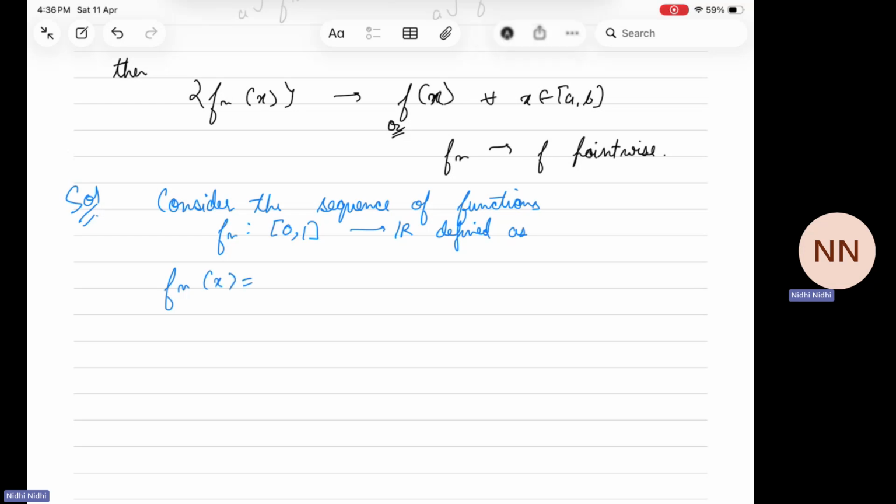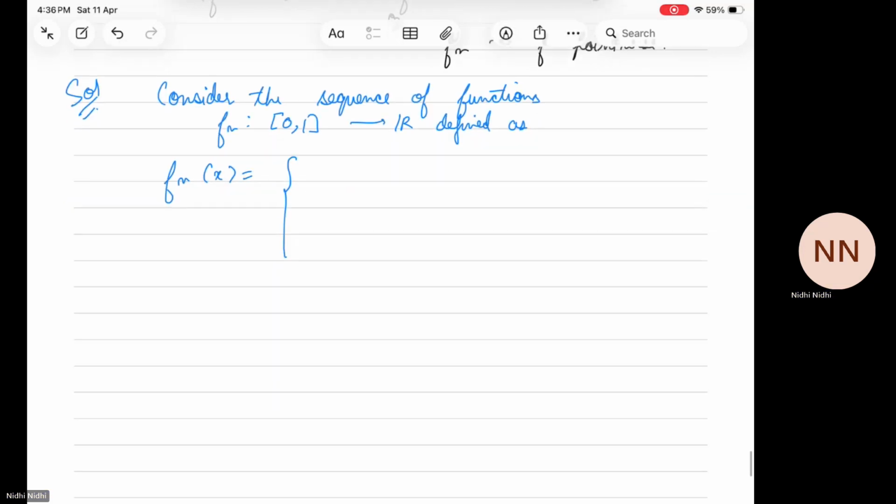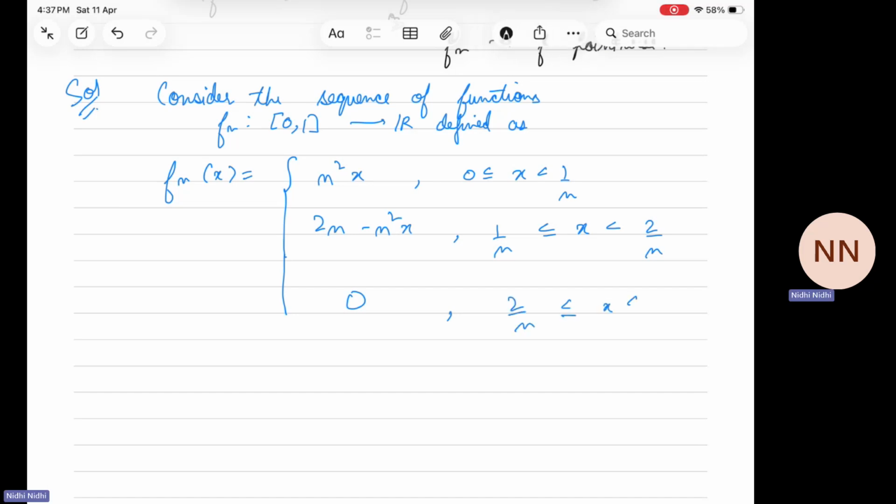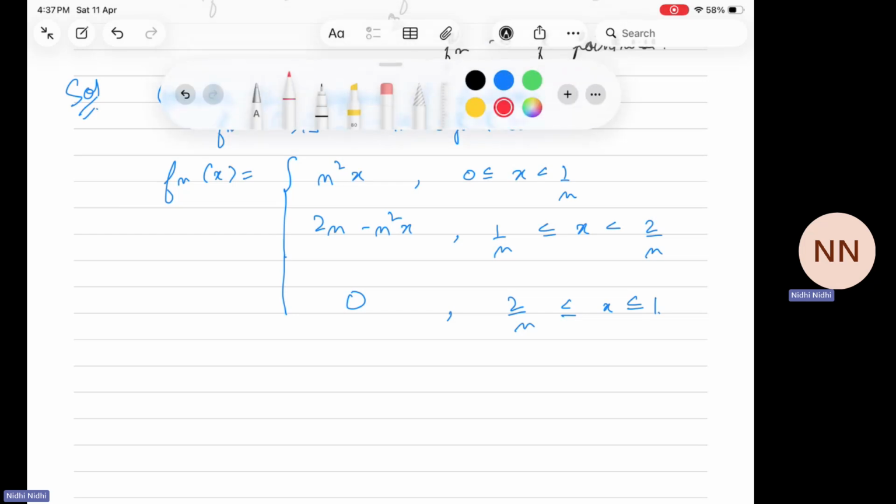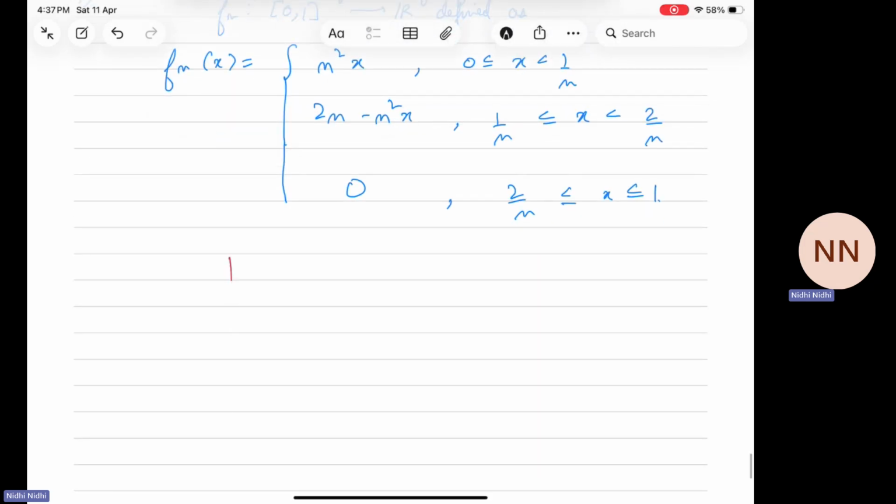fn(x) is equal to n square x for x in between 0 and 1 by n. This is equal to 2n minus n square x for 1 by n less than or equal to x, strictly less than 2 by n. And this is equal to 0 for 2 by n less than or equal to x less than or equal to 1. So let's see how these functions look.